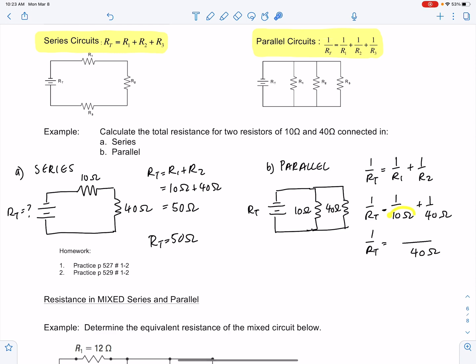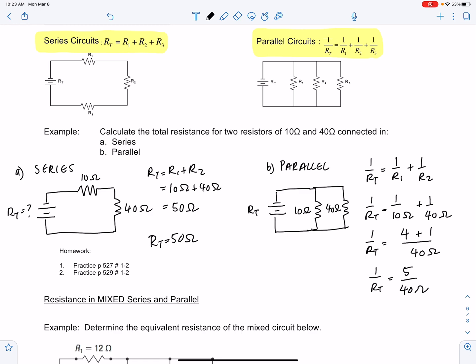So what do we multiply 10 by in order to get 40? We multiply it by 4. Next, what do we multiply 40 by to get 40? We multiply it by the number 1. So when we simplify this, we have 1 over RT is equal to 5 over 40 ohms.